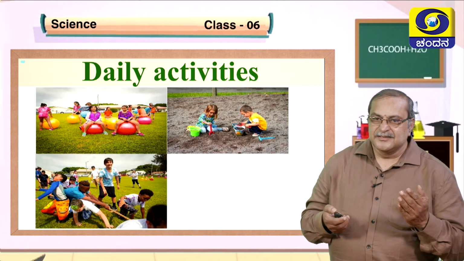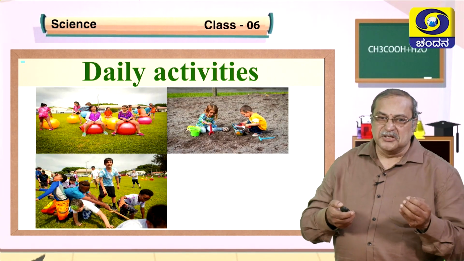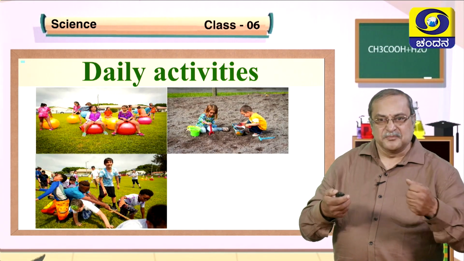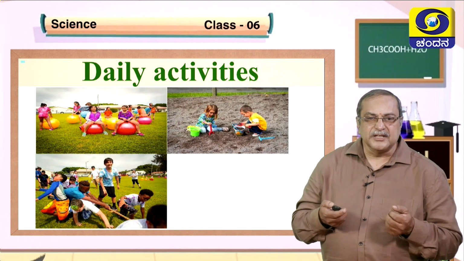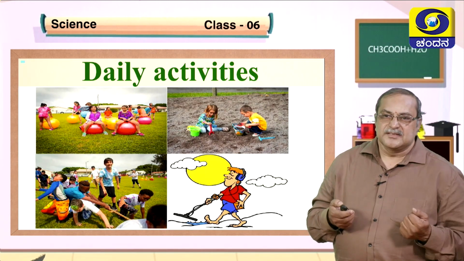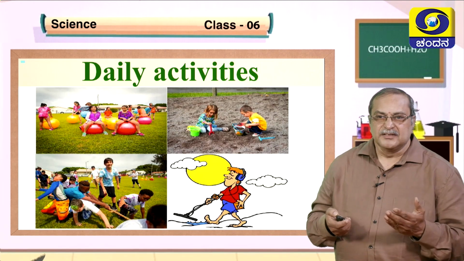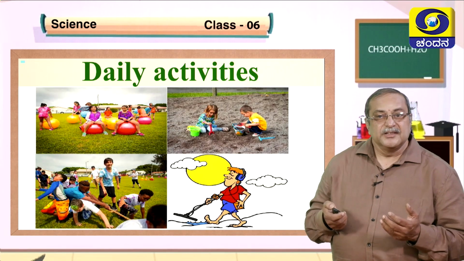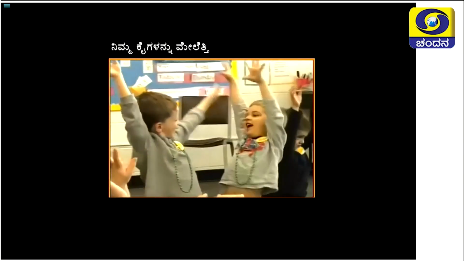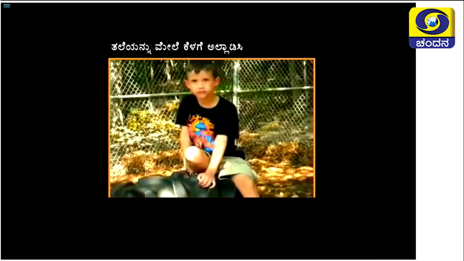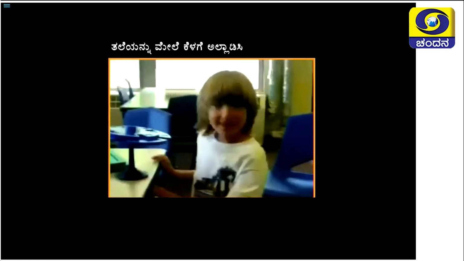What is that? Tug of war. Here see how much energy you put in and how actively you pull. This person is listening to music and walking. This is also one type of activity. Let us see one more activity, how they are moving. See, they are lifting their hands and nodding their heads.